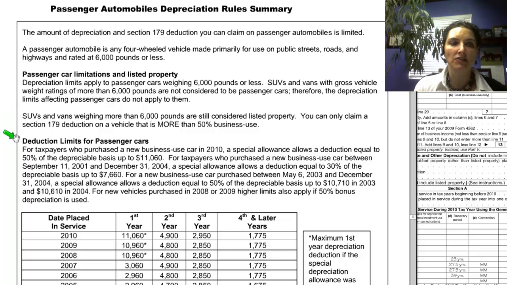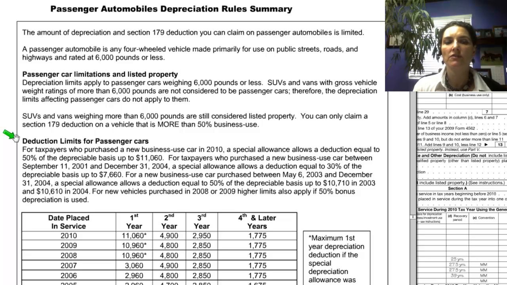Deduction limits for passenger cars. For taxpayers who purchase a new business use car in 2010, a special allowance allows a deduction equal to 50% of the depreciable basis up to $11,060. For taxpayers who purchased a new business use car between September 11, 2001 and December 31, 2004, a special allowance allows a deduction equal to 30% of the depreciable basis up to $7,660.